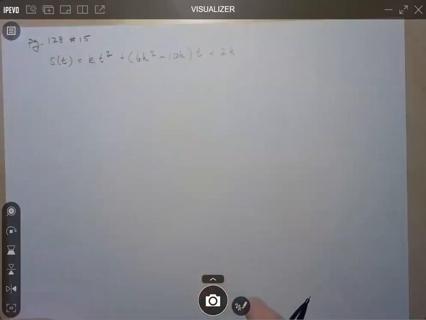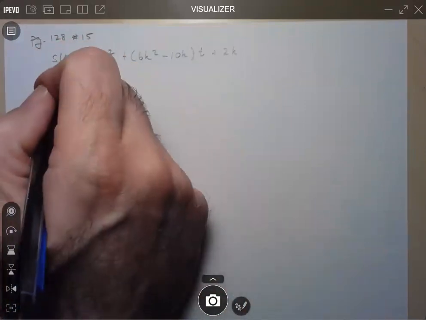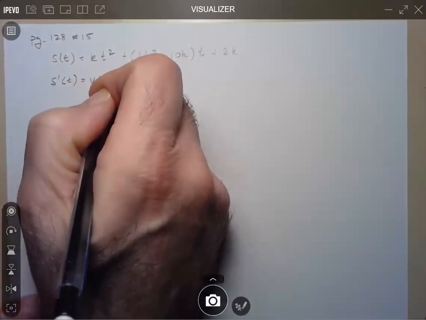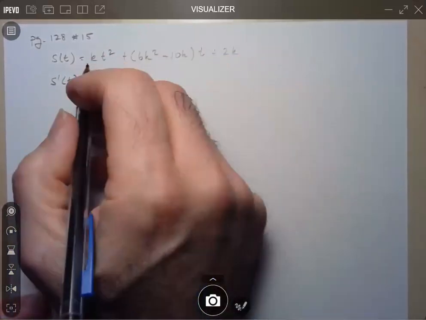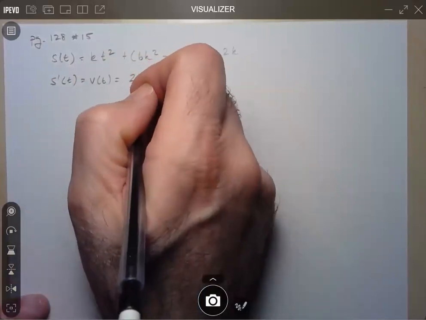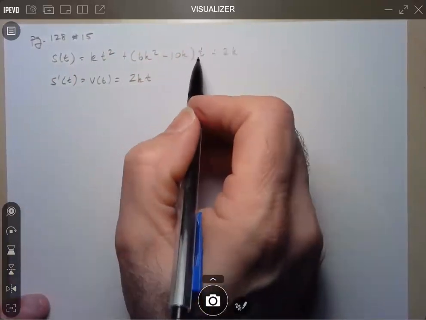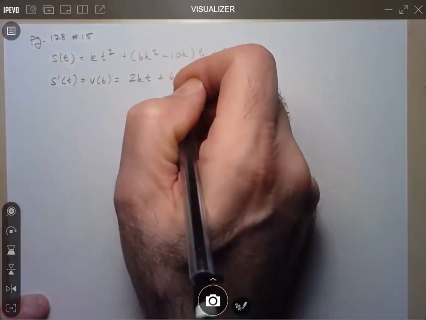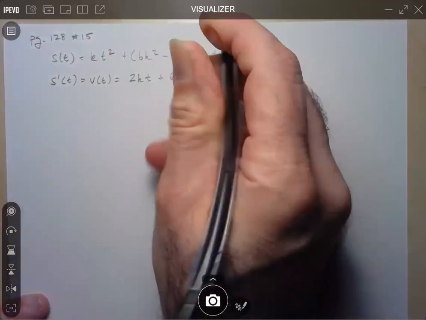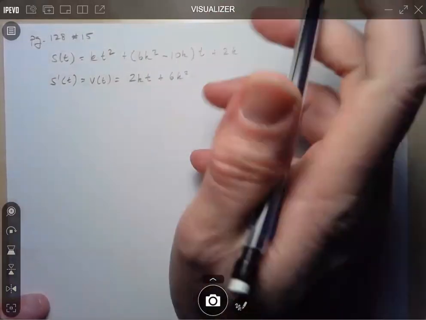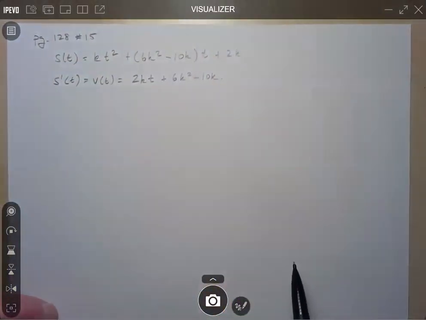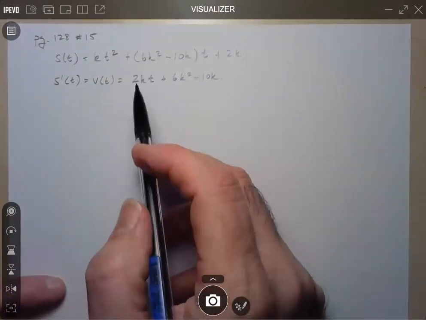All right, so let's take a look at what we need. We definitely need the derivative because that's going to give us the velocity. k is just a constant, so that'll be 2kt. The derivative of t, of course, is 1, and this whole thing is just a constant, so plus 6k squared minus 10k. And 2k is just a constant, so its derivative is 0. Any questions here as to how I found the derivative?